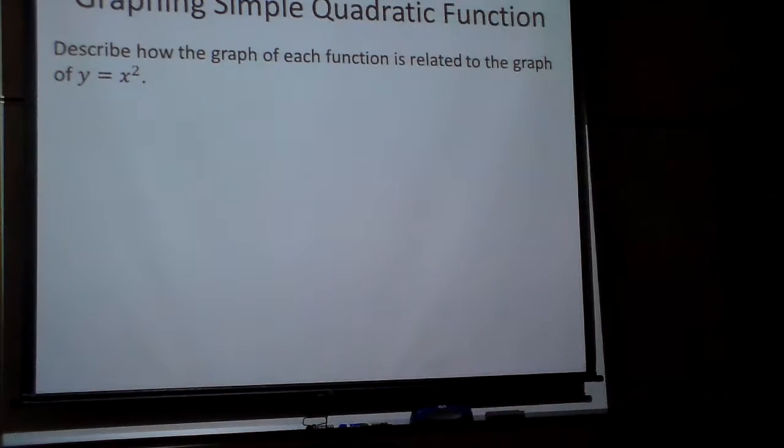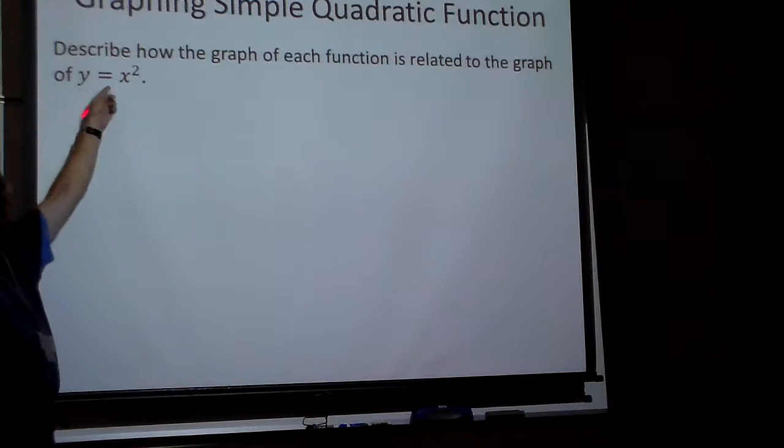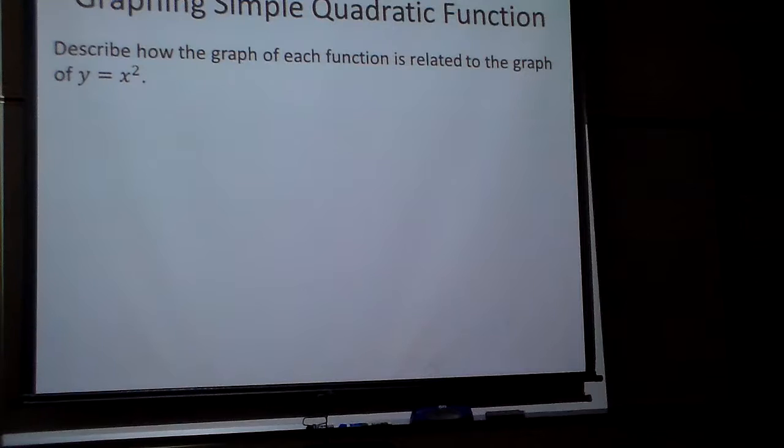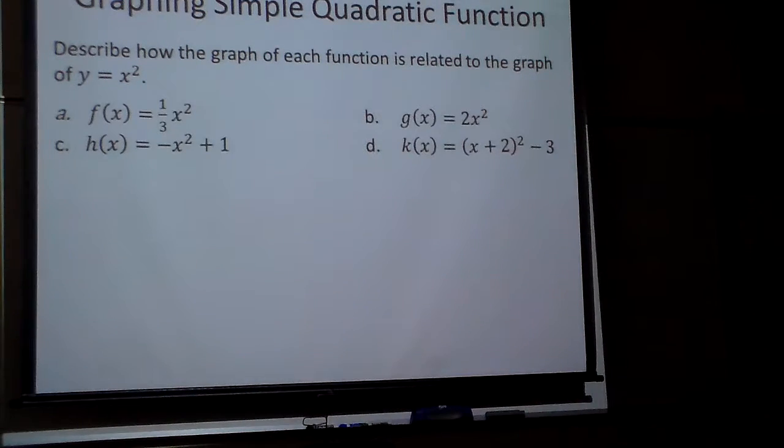Okay, describe how the graph of each function is related to the parent graph. Y equals x squared is the parent function. That's the main one, the one we were talking about a second ago. So, I want to know how each of these are going to affect it. And this goes back into translations, which we talked about earlier.